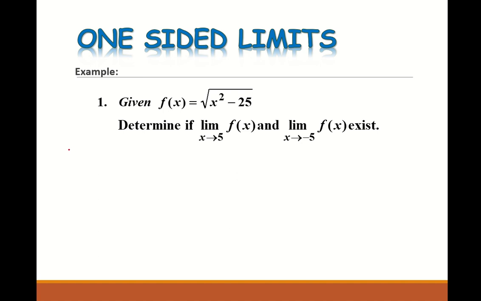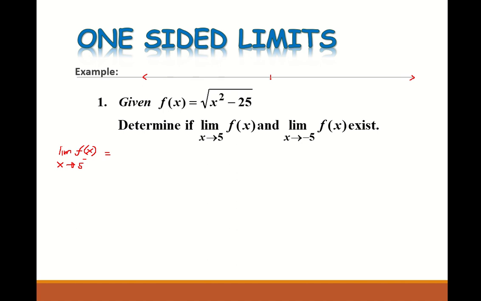Okay, so for the first part, we have the limit of f of x as x approaches 5 from the left. We have a negative sign here. So what are the values coming from the left? The best way is to draw a number line. Assuming this is our number line, you'll just take this line.